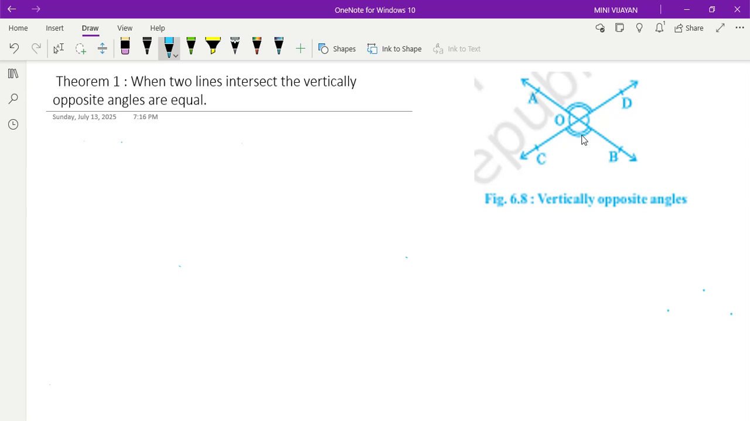Vertically opposite means if one is upwards, then the other one is downwards. And if one is on the left side, then the other one is on the right side, and it should be vertical as well. The arms form a straight line. Okay, so here is how to identify the vertically opposite angles.